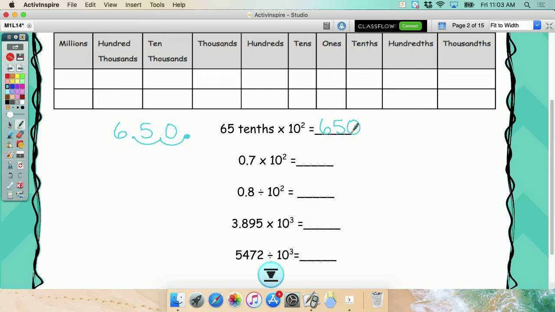Okay? So we're going to go through each of these. I'm going to pull sticks and you tell me what to do. So 0.7, write that down, please. Jacob. How many times do I hop the decimal? Right. Which way? Right. So my answer, Jacob, is 70. Good.